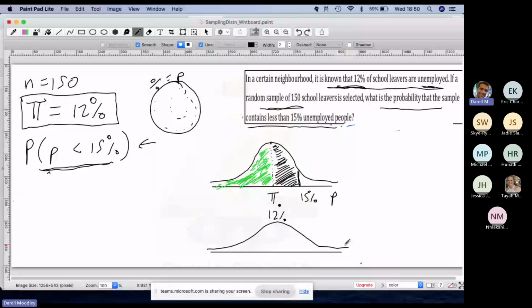Something like that. Okay, so now it's Z, and that is centered where it's centered at 12% for P, it's going to be centered at 0 for Z. Okay, so the green area is everything on the left of 0. And what do you think that area is? What do you think the value of the green area is? Only the green area.